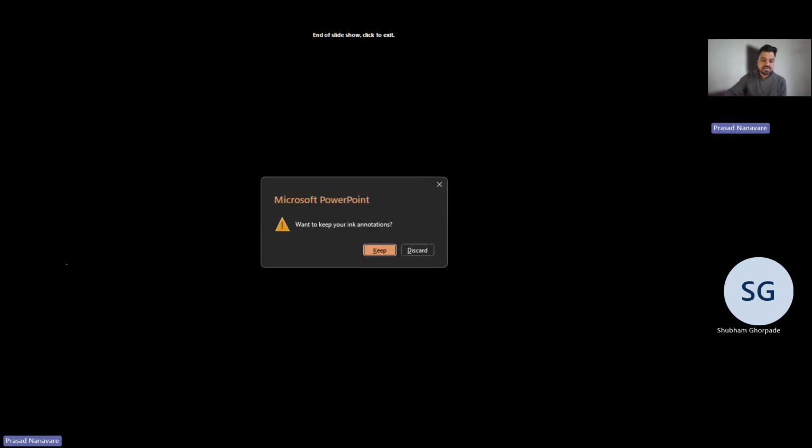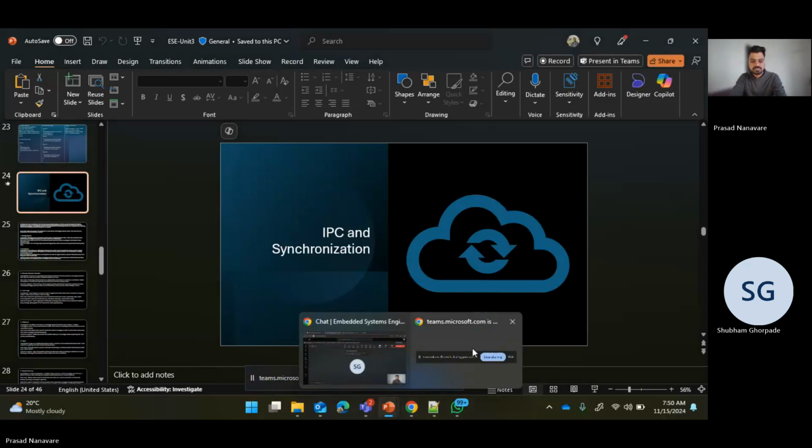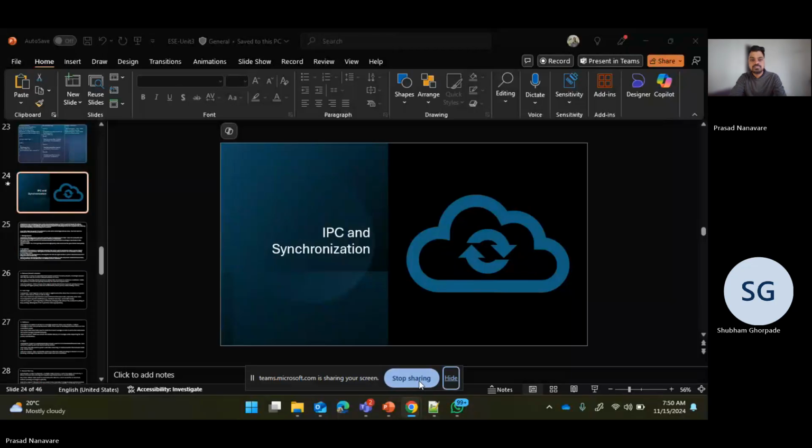Then, yeah, this is where we ended with the RTOS. Just wanted to give you an overview. Now we'll start with our fourth unit, which is about embedded system design.